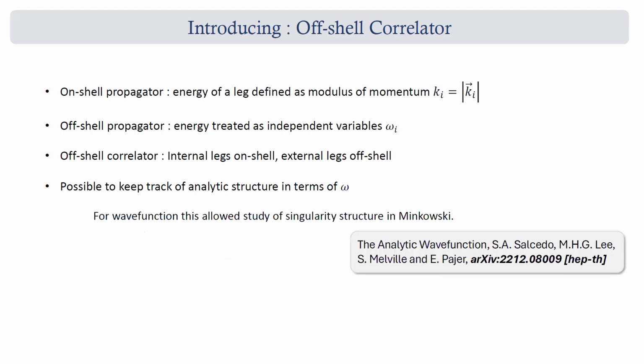The reason we do this is because there was a study of wave function coefficients in flat space, and they classified all singularities to all orders in perturbation theory. They used this off-shell wave function coefficient, which is defined in a similar manner, and this allowed them to classify the singularity structure. Otherwise, if you keep working with on-shell propagators, then branch cuts are introduced at tree level only because of the exchanges. So just using this off-shell propagator allows you to classify this properly. All right.